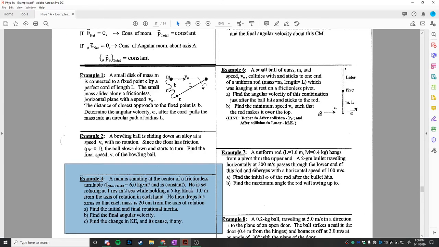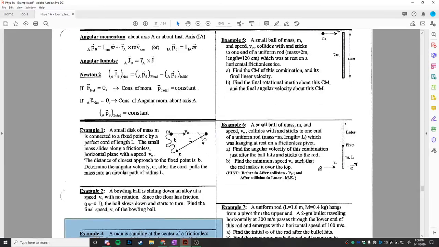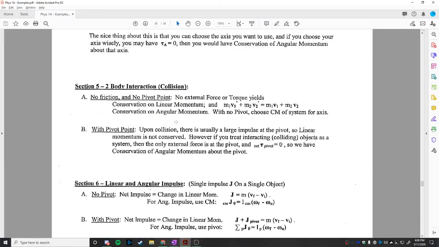We're now going to talk about objects where you start off with two objects, basically, where collisions occur, okay? Just like we did with momentum. Now, there's two possibilities when you have these interactions, these collisions. If there's no friction between the objects, and there's no pivot point, these are the trickier kind of problems. This is what we're going to do second. We're going to start with the easier problems, where there is a pivot point, okay?